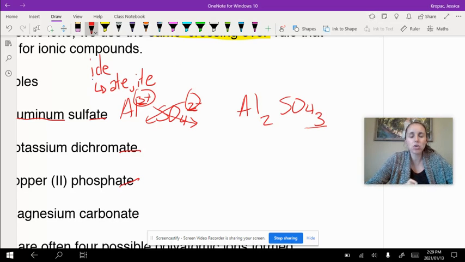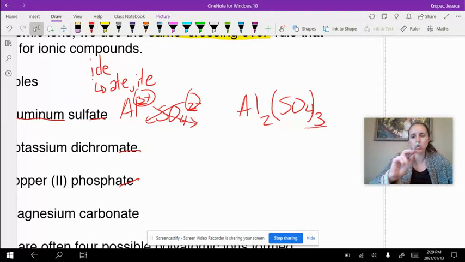So anytime you're crossing over a charge to a polyatomic ion, and there's already a number there, you need to use brackets. When I put brackets around it, what you're now telling me is I have 3 sulfates. I have 3 SO4s rather than saying you have 43 oxygens. So anytime you're crossing over a charge and you find there's already a number there, you need to put brackets around it to make sure that you're reporting the correct numbers.